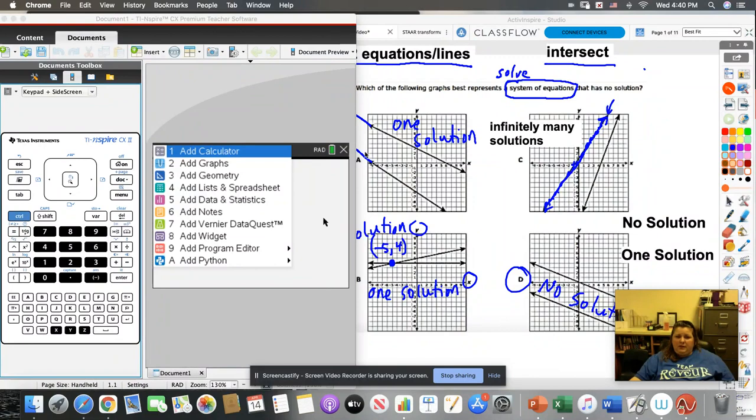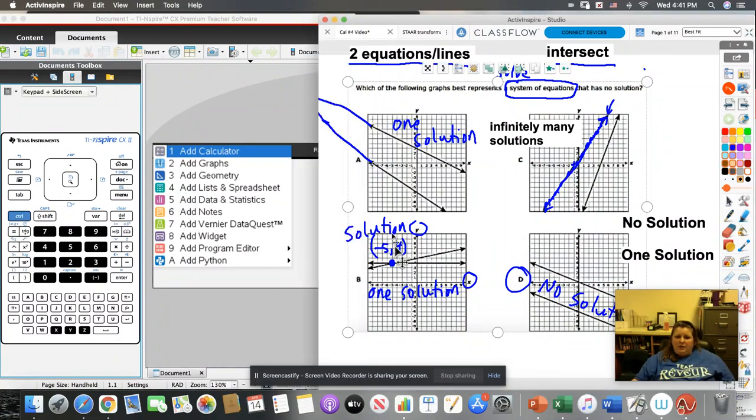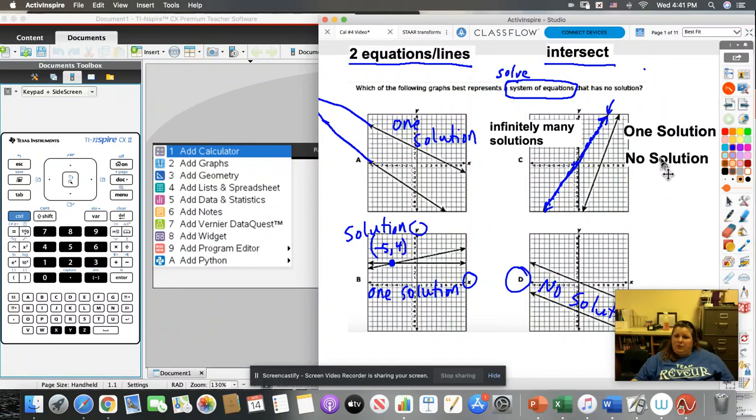So there's three cases. The first case is somewhere the two lines are going to intersect each other. If they're going to intersect each other, there's one solution. And that solution is the point, the coordinate point to where they intersect. The second case is they never cross each other. That's no solution. And the third case is there's infinitely many solutions because it's exactly the same line twice.